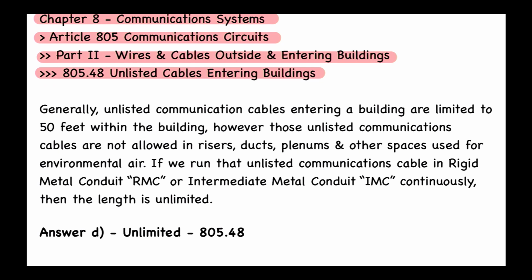All right, so generally, unlisted communication cables entering a building are limited to 50 feet within the building. However, those unlisted communication cables are not allowed in risers, ducts, plenums, or other spaces used for environmental air. If we run that unlisted communications cable in rigid metal conduit, which is also known as RMC, or intermediate metal conduit, which is also known as IMC, continuously, then the length is unlimited. So again, the answer to this is going to be D, unlimited, and the code reference is 805.48.